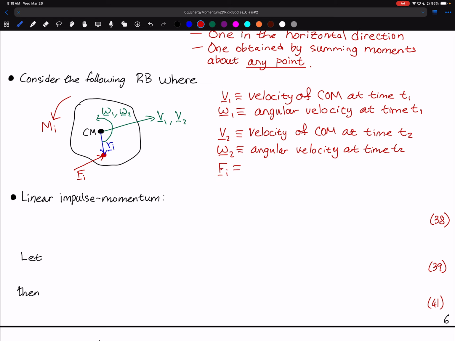F_i is the ith impulsive external force. M_i is the ith impulsive external moment.